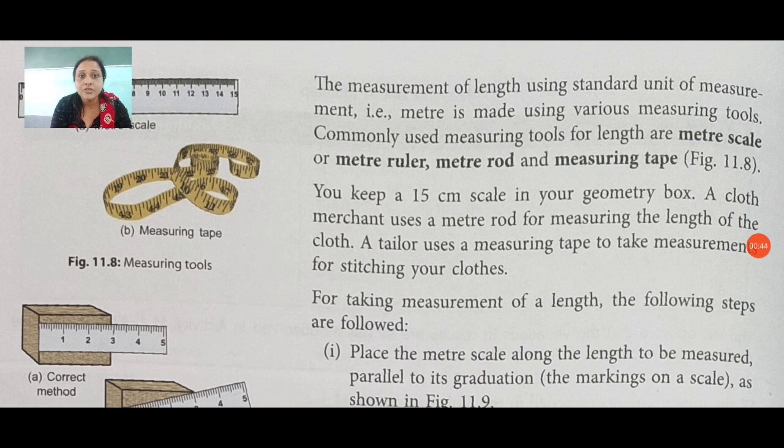A cloth merchant uses a meter rule for measuring the length of the cloth. They use a measuring tape. A tailor uses measuring tape to take measurements for stitching your clothes. When we go to a tailor shop, we can see the measuring tape there. Using this tape, they measure the body of a person.